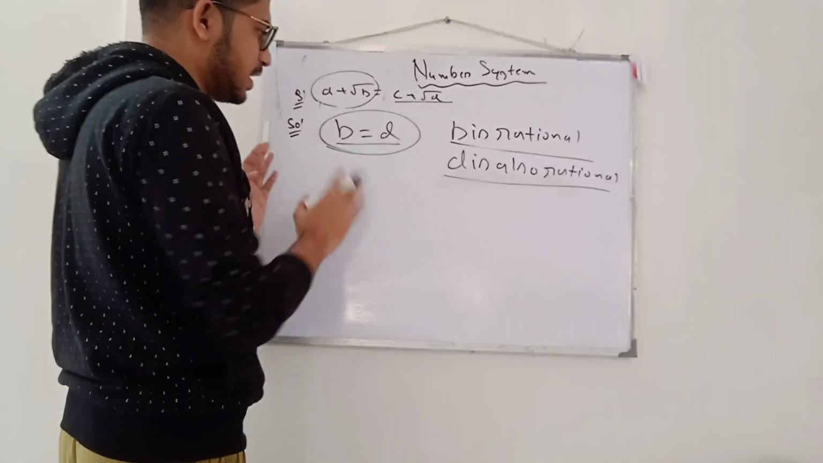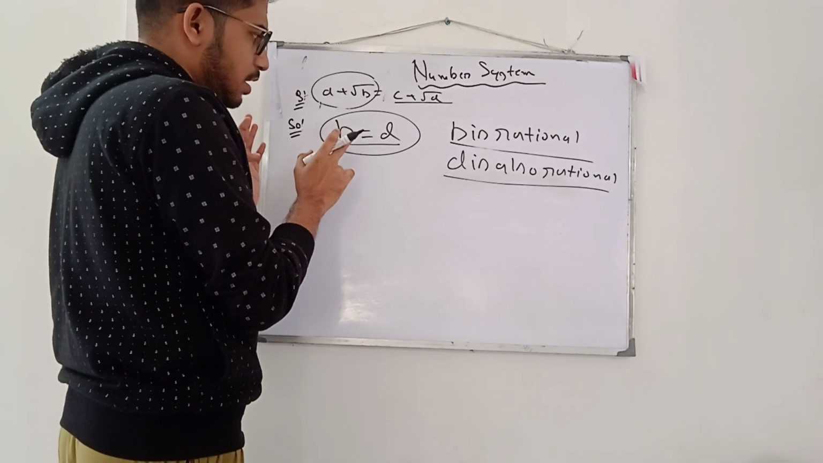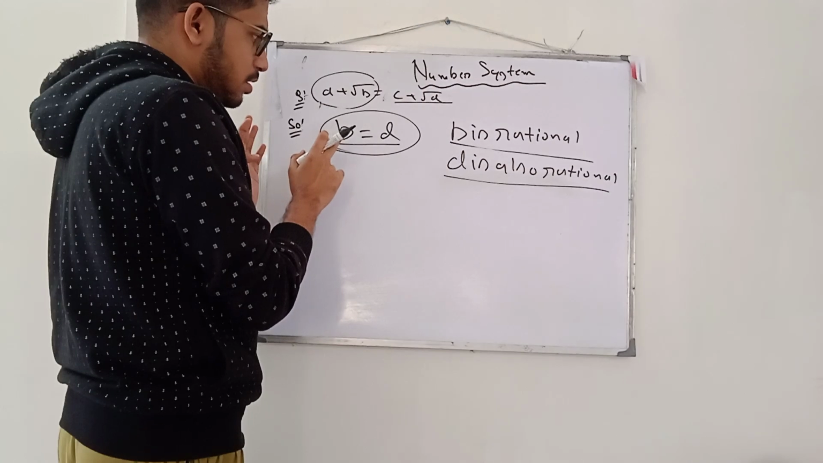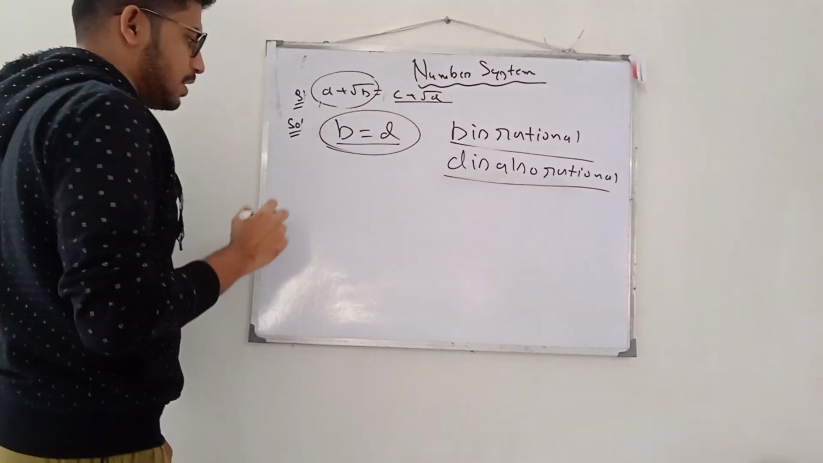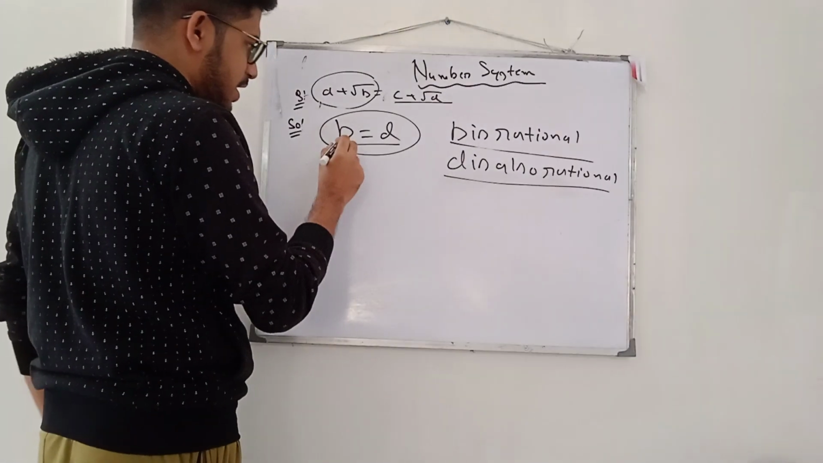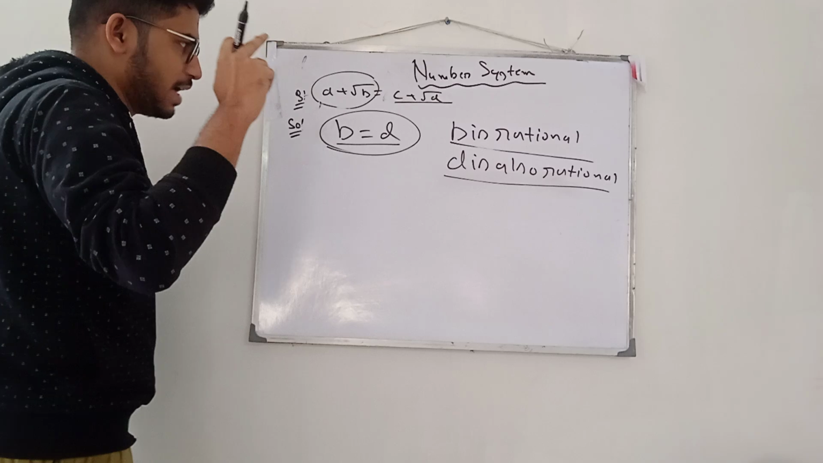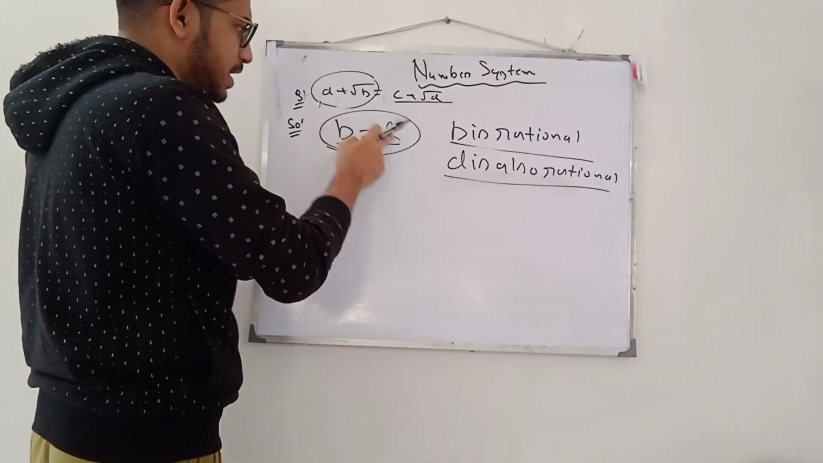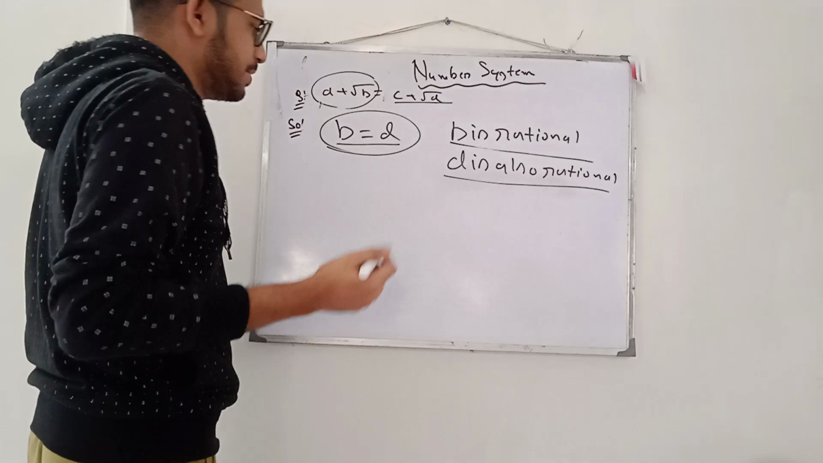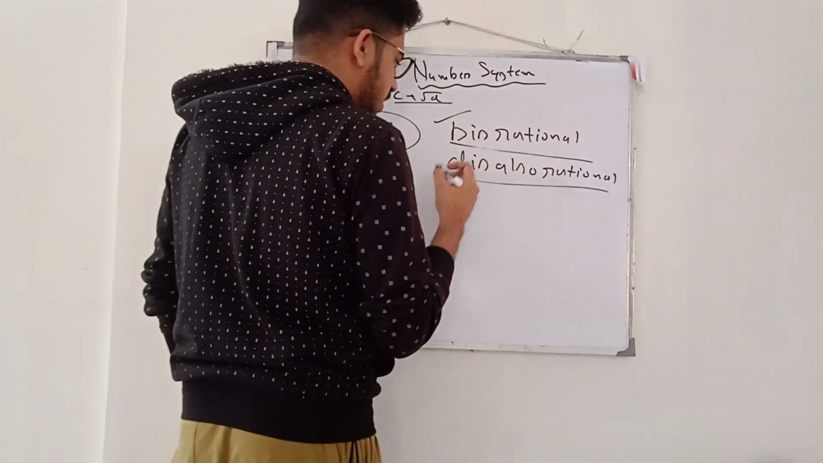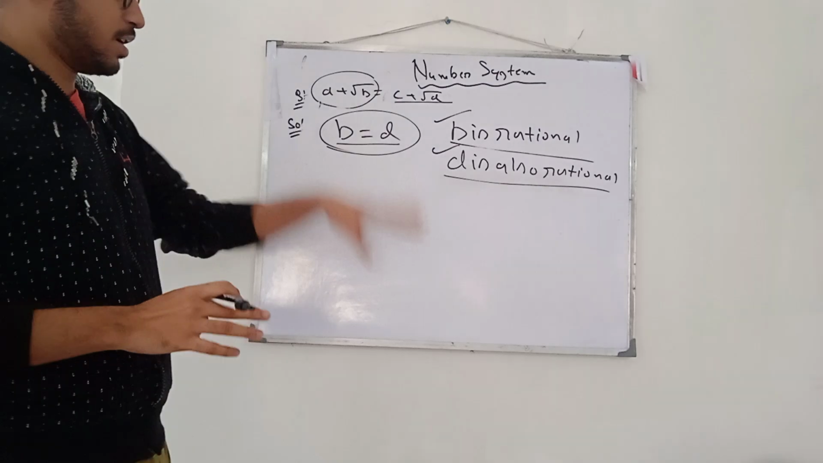If that doesn't hold, then b wasn't equal to d. Okay, so there is some condition. If b is rational, then d has to become rational. Then only they can be equal. Okay, so b is rational, then d is also rational. So this is how we have done our solution.